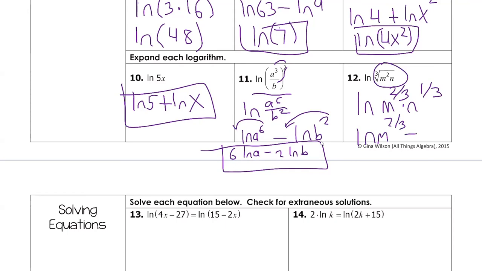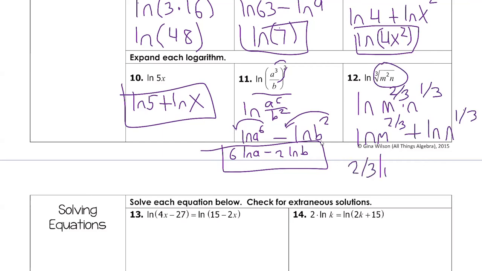Since it's multiplication, you would put a plus sign between your 2 logs. Oops, oh yeah, there would be an n there. n's kind of a bad variable, I feel like, to use when you're using natural logs, but then you would bring your powers in front.